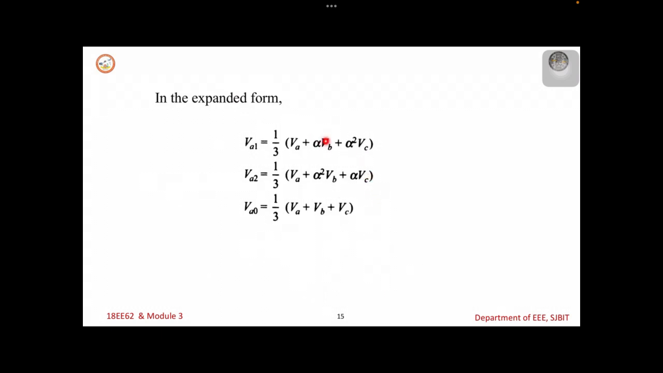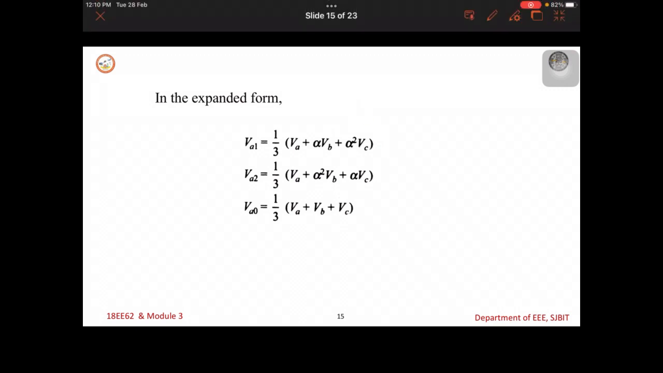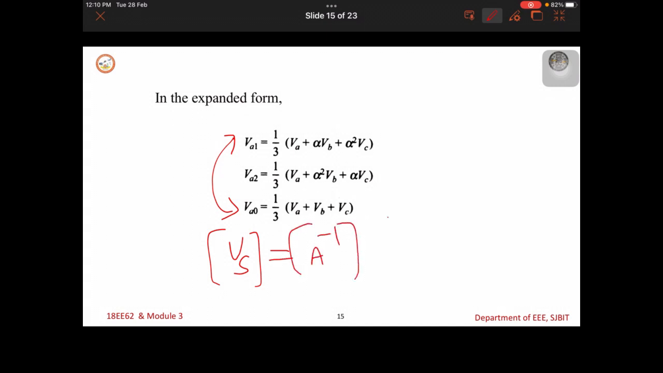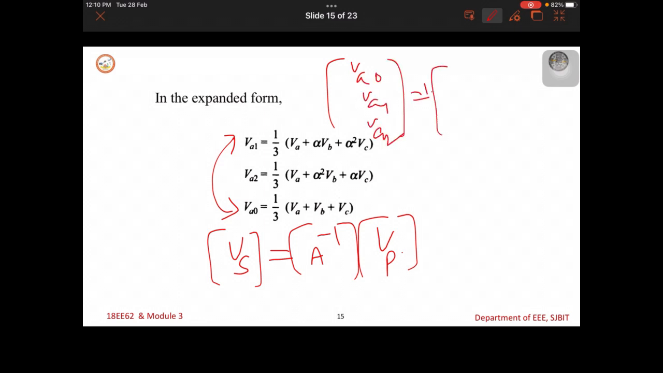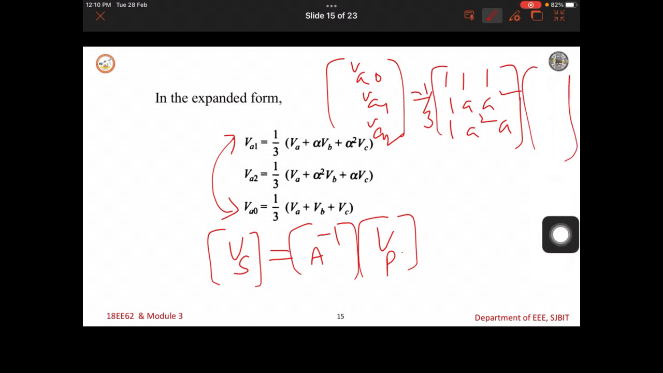If you expand that, we are expressing the symmetrical components, that is VA0, VA1, VA2, as A inverse into the unbalanced voltages, that is the phase voltages. You can write like this: VA0, VA1, VA2, and then the constant term 1/3 of 1 1 1, 1 A square A, 1 A A square, and then the unbalanced voltages VA, VB, VC. So, this is the matrix notation of the three equations.